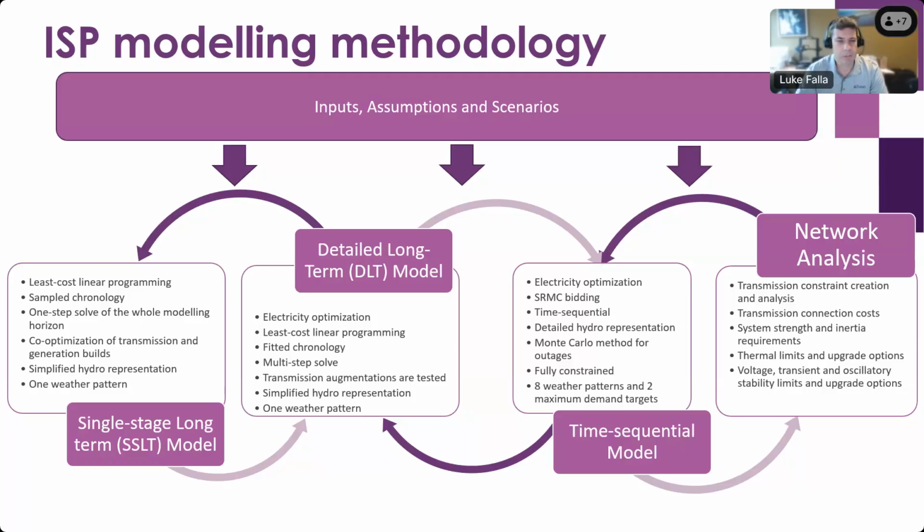Because we're aware of the limitations of the limited representation, maybe of some of the time frames, the shorter time blocks within a daily model, we also do checks on what we call the time sequential model. That's more of a traditional market model, which doesn't optimize to build generation or transmission, but just runs the market. It's a bit of a Monte Carlo method where we allow outages, we check the reliability, confirm that all the constraints and other network limits that we assumed in the DLT do work out, and then we'll iterate back if we find any reliability issues or issues like that.